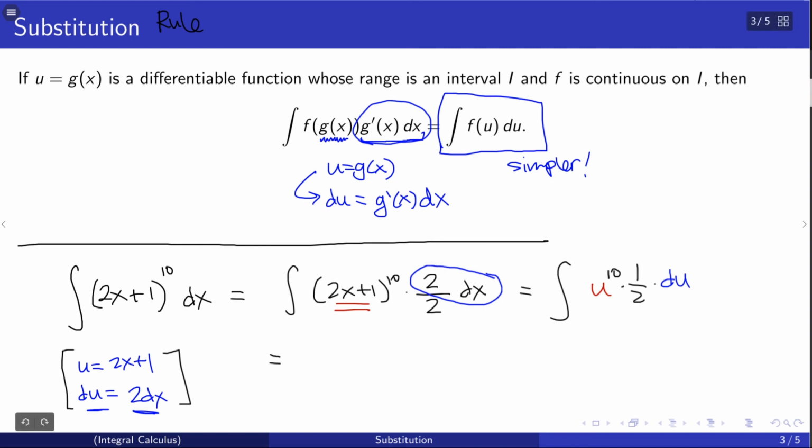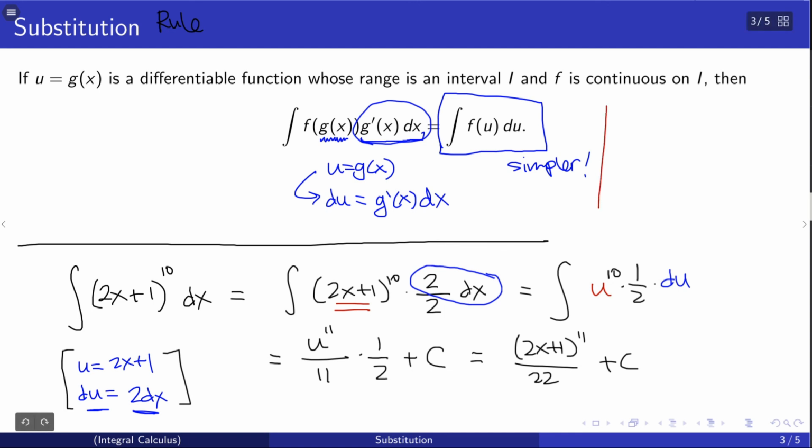Well, and now that's part of your table of integrals, right? It's just u to the 10th power. So it's a monomial. Power goes up by 1 when you take the integral, and you divide by the new power as well. The 1/2 is still there because it's a constant, and don't forget to add plus c. Finally, writing everything in terms of x, this is now (2x plus 1) raised to the 11th power over 22 plus c.